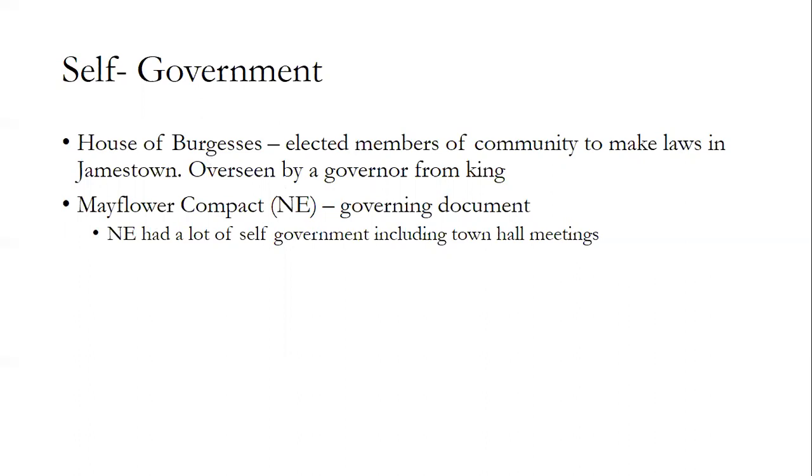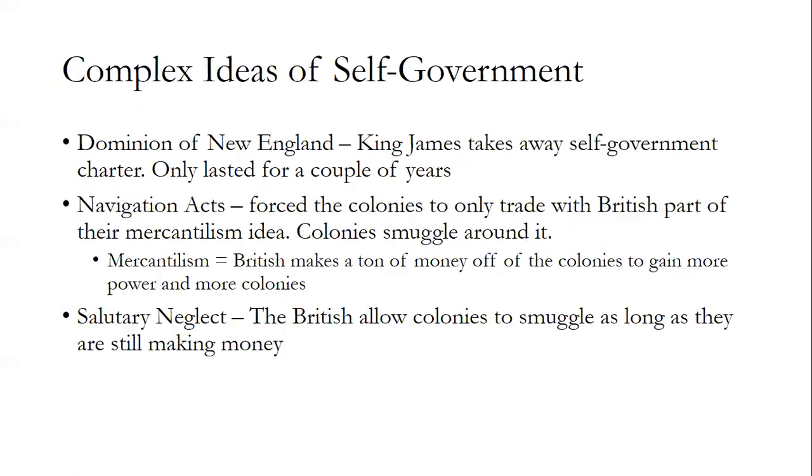That includes Massachusetts Bay Colony, Plymouth Colony, Rhode Island. They had some kingship looking over them, but really they were mostly independent. So because of that, New England had more self-government. Now, the thing about self-government is it's complex. You need to understand the complexity for some of the harder questions.